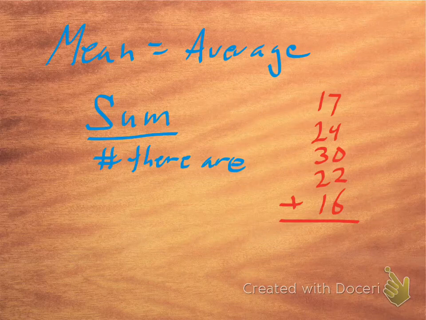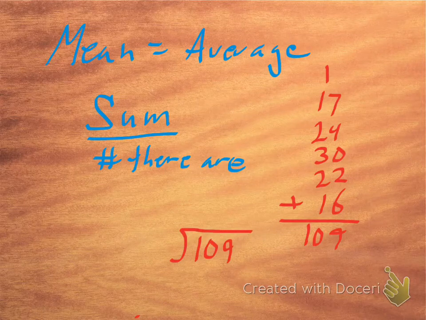So 7 and 4 is 11, and then 6 and 2 is 8. So that's 19, carry the 1. Now add up all the tens digits. That's 2, 4, 7, and 10. So we get 109. Now take that number, 109. Rewrite it over here and put another bar on top of it. This time make it a division bar. And you divide by how many numbers there were. There were 5 items, so we're going to divide by 5.